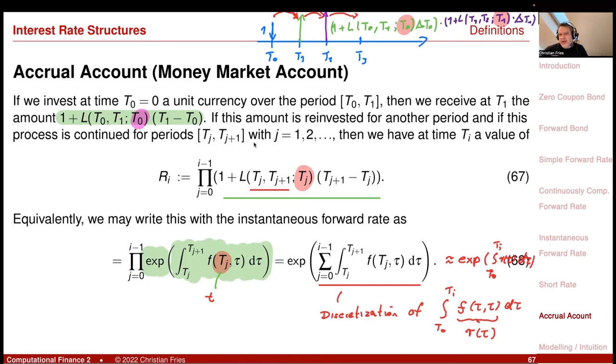But actually, what are you doing? If you make this investment, you are actually investing here in a zero coupon bond that matures here. So you also know the values in between. It is the value of the zero coupon bond that matures at the end of the period. So I can make a better definition when I use this zero coupon bond.